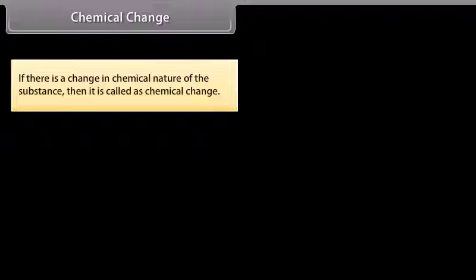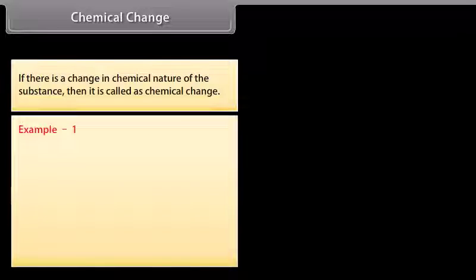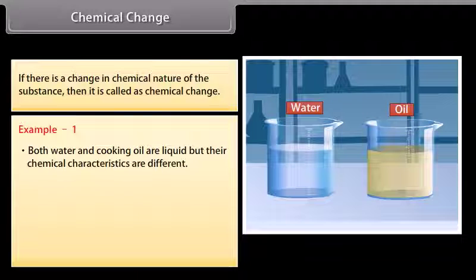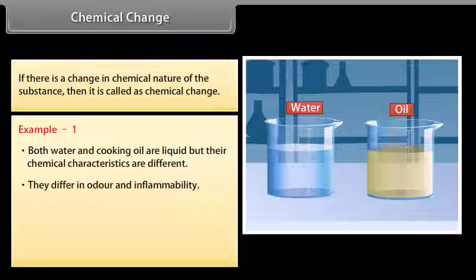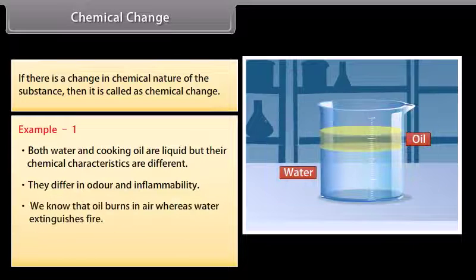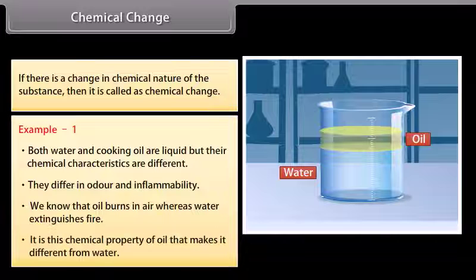Chemical change. If there is a change in chemical nature of the substance, then it is called a chemical change. Example 1. Both water and cooking oil are liquid, but their chemical characteristics are different. They differ in odor and inflammability. We know that oil burns in air, whereas water extinguishes fire. It is the chemical property of oil that makes it different from water.